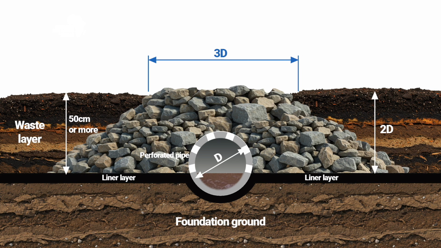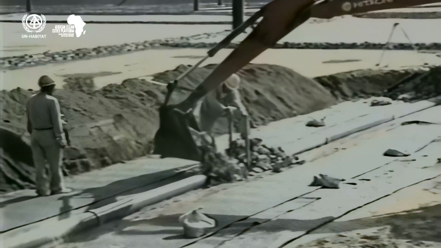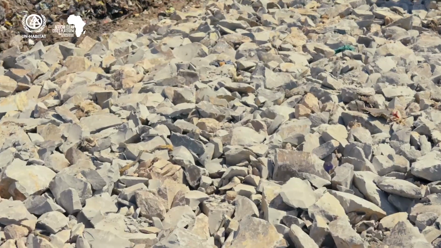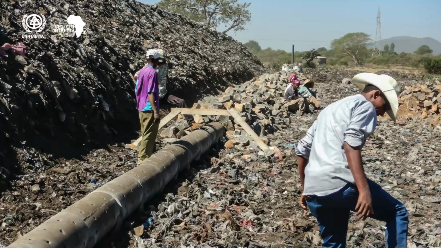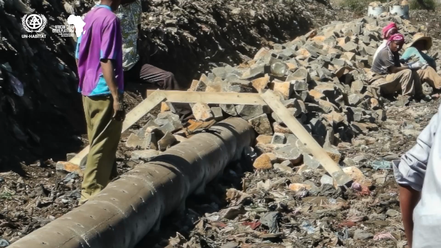The installation of a sufficient amount of crushed stones on top of and the surrounding leachate collection pipes is very important. The volume and placement of these stones needs to be consistent along the length. Using a simple wooden gauge like this is a good way to ensure consistency.